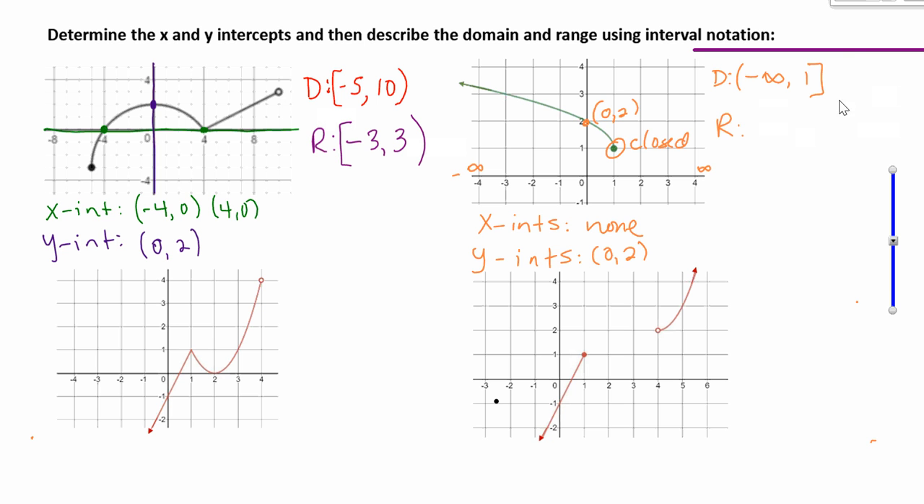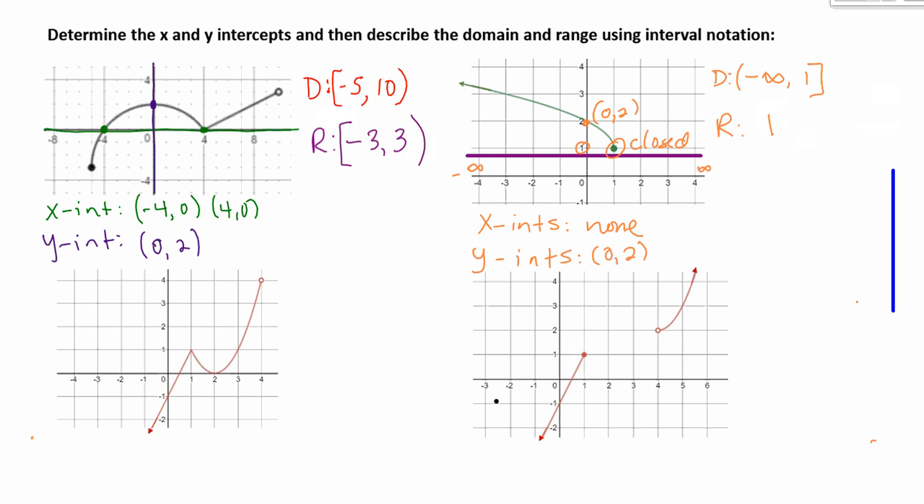Okay, let's talk range. Range again is the up and down. So I'm going to start with the lowest point, start about in the middle, see how low I can go, when do I have to stop. Oh, right there is when I stop. That is when y equals 1. I'm looking at the y's now, not the x's.